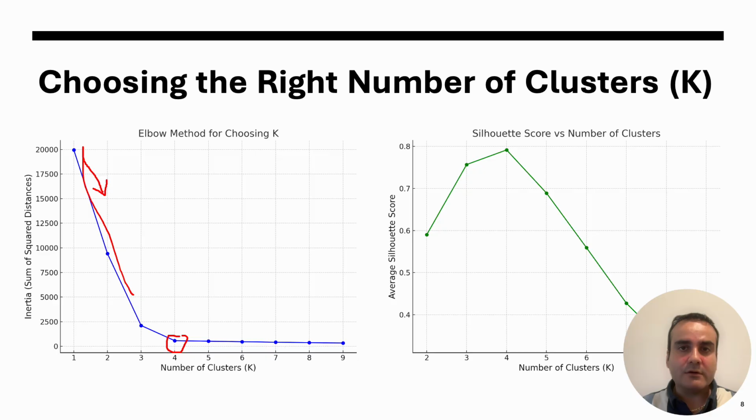The silhouette score shown on the right gives another clue. It measures how similar a point is to its own cluster compared to others. A higher silhouette score means better clustering. So you want to pick k where the silhouette score is highest. Together, these plots help guide the decision, but always combine them with domain knowledge when possible.